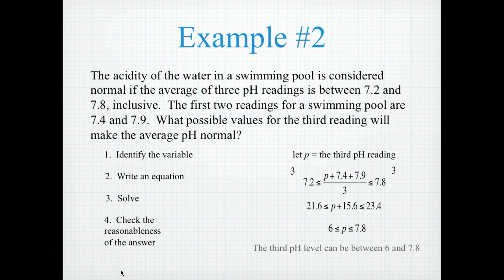Our pH reading needs to be between 6 and 7.8, including 6 and 7.8, in order to produce an average pH that is in the range of normal, meaning it's between 7.2 and 7.8.